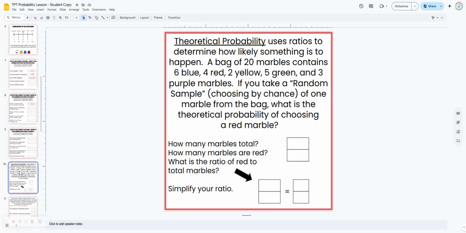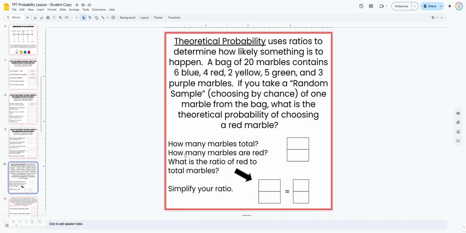Then we're going to go into what we call theoretical probability. So we're going to use ratios to show the likelihood that something will happen. So we have a bag of 20 marbles. There are 6 blue, 4 red, 2 yellow, 5 green, and 3 purple. If we just take a random sample, that means we're just choosing by chance 1 marble from the bag. What is the theoretical probability of choosing a red marble?